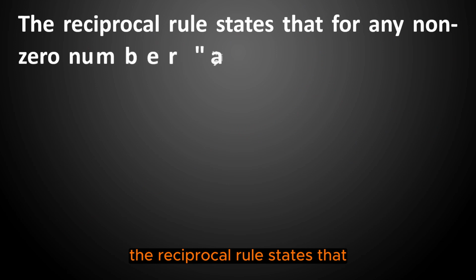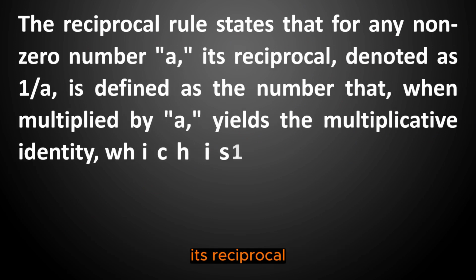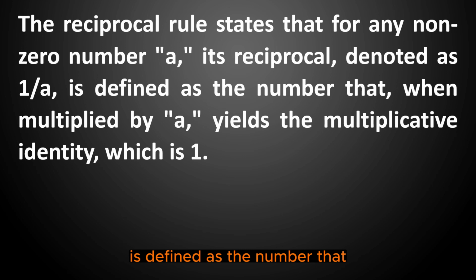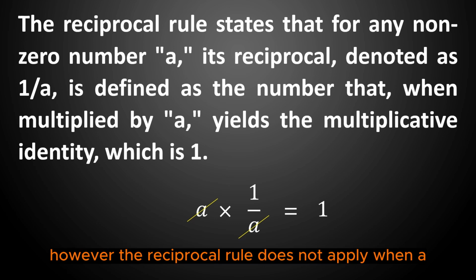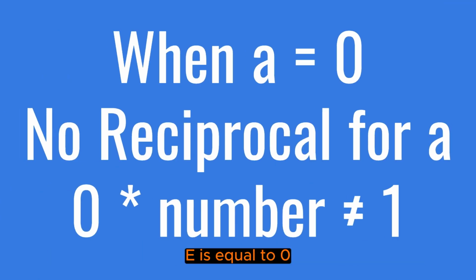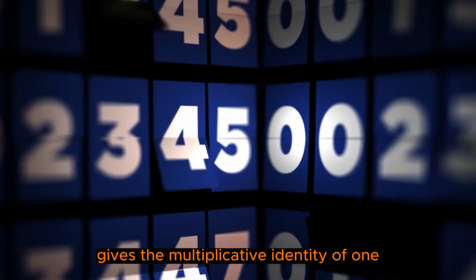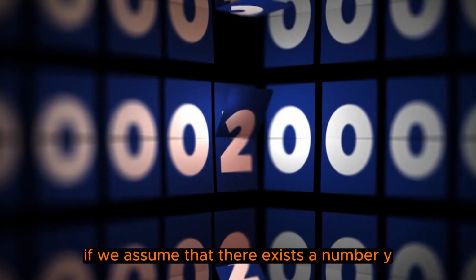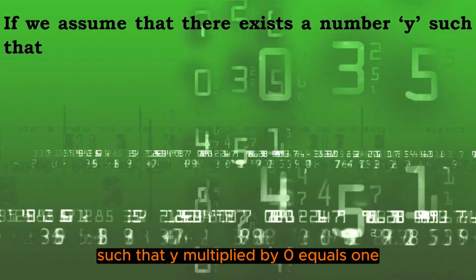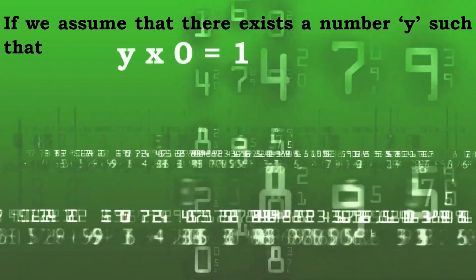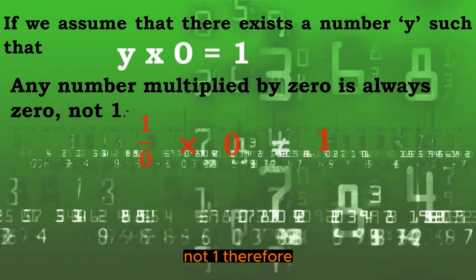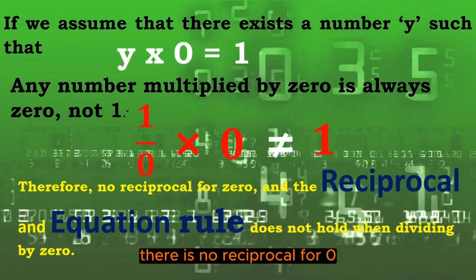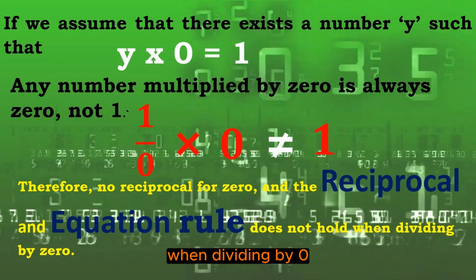The reciprocal rule states that for any non-zero number a, its reciprocal, denoted as 1 by a, is defined as the number that, when multiplied by a, yields the multiplicative identity, which is 1. However, the reciprocal rule does not apply when a is equal to 0, because there is no number that, when multiplied by 0, gives the multiplicative identity of 1. If we assume that there exists a number, y, such that y multiplied by 0 equals 1, then we encounter a contradiction. Any number multiplied by 0 is always 0, not 1. Therefore, there is no reciprocal for 0, and the reciprocal rule does not hold when dividing by 0.